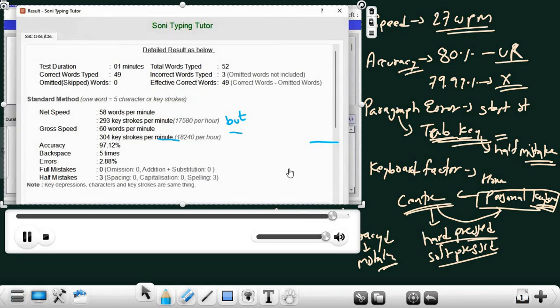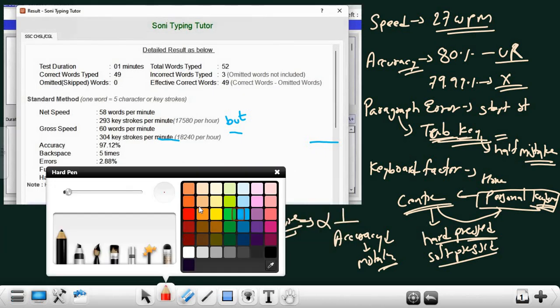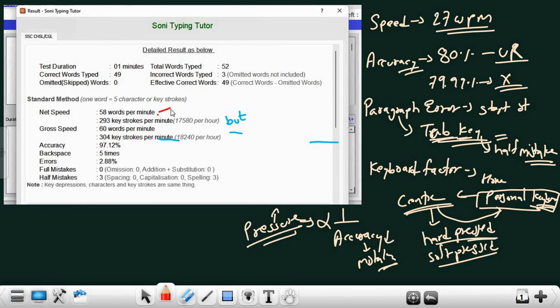So let's see what result I have got. Here I have got a speed of 58 words per minute with an accuracy of 97.12%, and I have made 2.88% error, and I have pressed the backspace key 5 times.